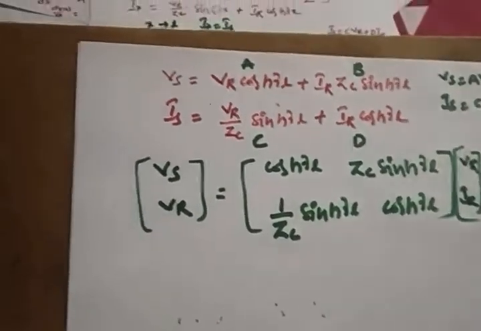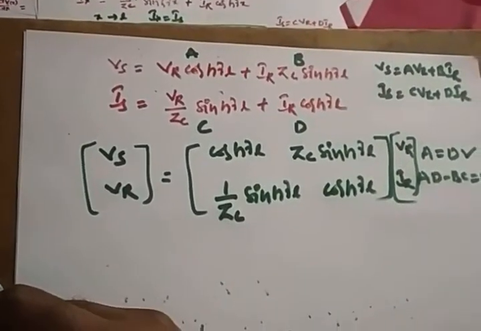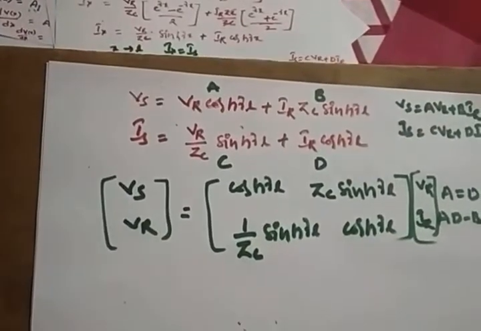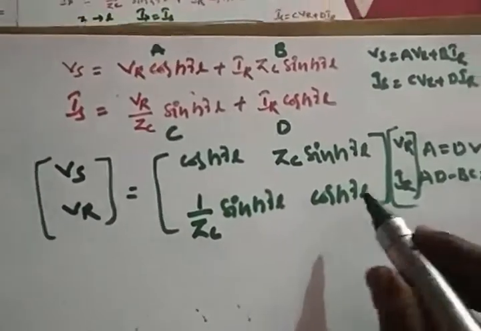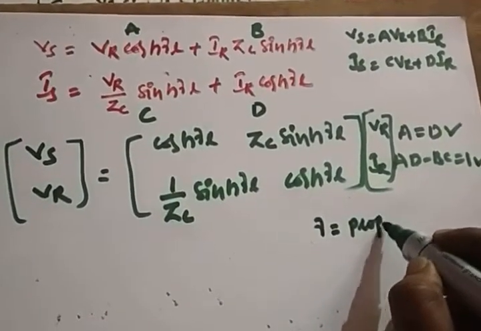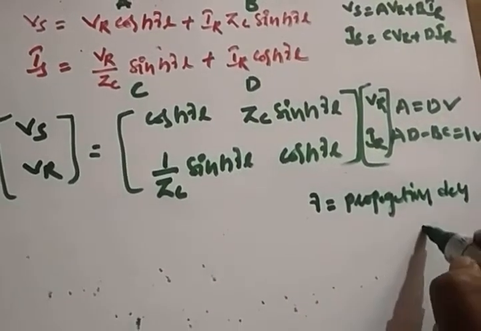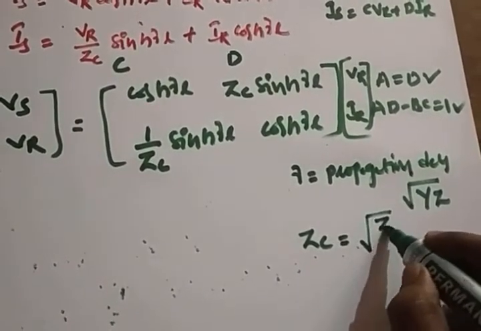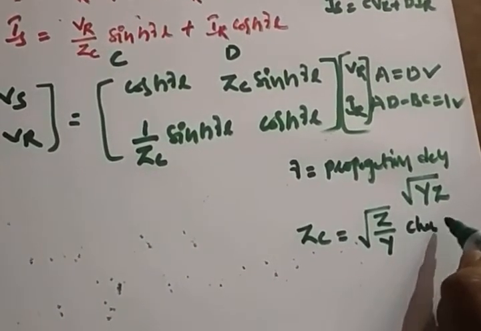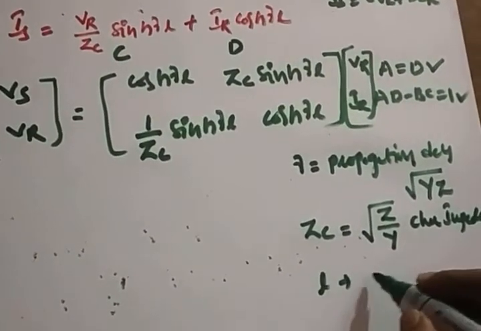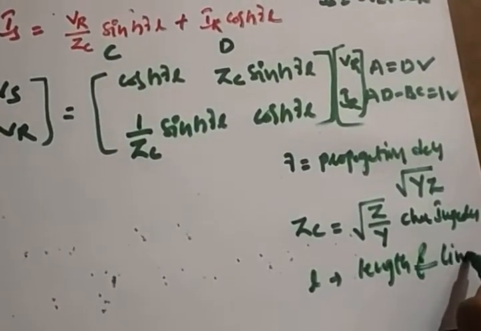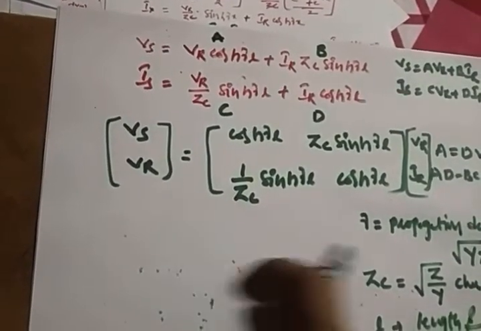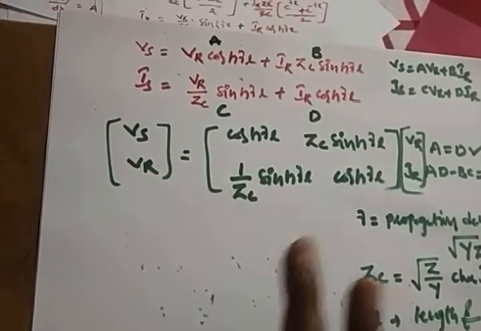So this is the rigorous method to solve the ABCD constants of a long transmission line, right? So this is a simple mathematical calculation, though there are assumptions. What are the assumptions that you are taking? Gamma is nothing but the propagation constant, that is root of YZ. ZC is nothing but the characteristic impedance, that is root of Z by Y, right? And L is the length of the line. So in this way we solve the ABCD parameters of a long transmission line with the help of the rigorous method.